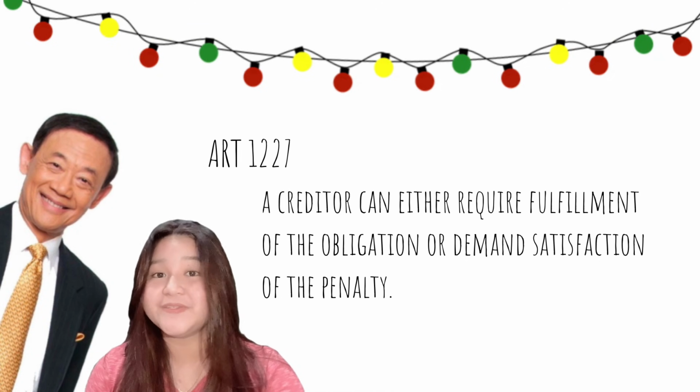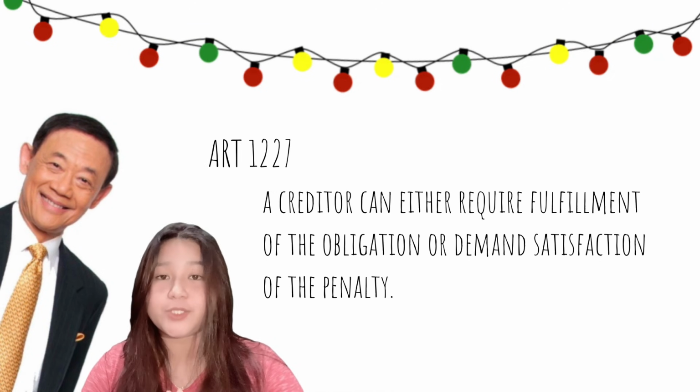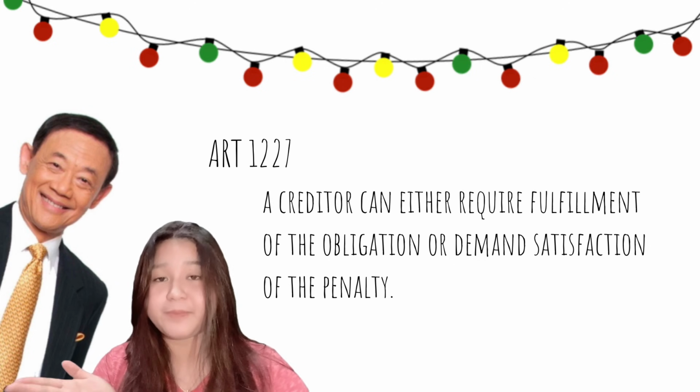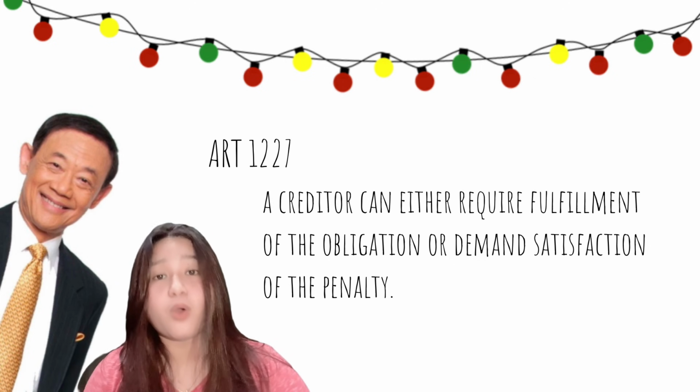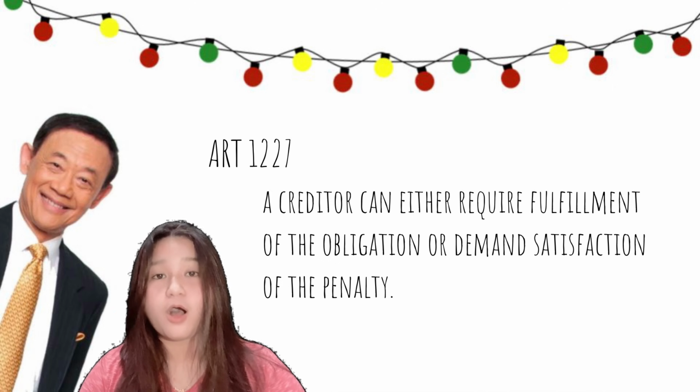Hey Hart, I have read that under the Article 1227, you, as a creditor, can either require fulfillment of the obligation or demand satisfaction of the penalty. Since I have the right to demand, I will require Martin to pay me the penalty and perform the obligation both at the same time.